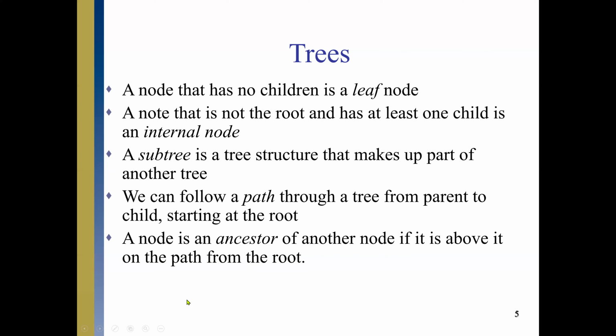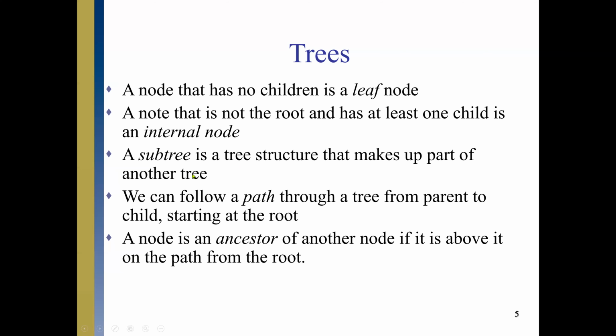Also, a node that has no children, we use the term leaf node. A leaf node has no children. That will be the node at the bottom of the tree. A node that is not the root and has at least one child is called an internal node. It's not a leaf node because it has a child. As we said, a leaf node has no children.